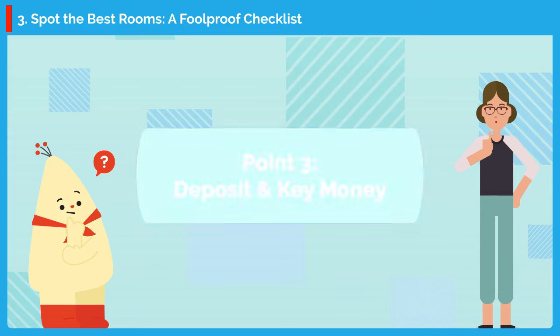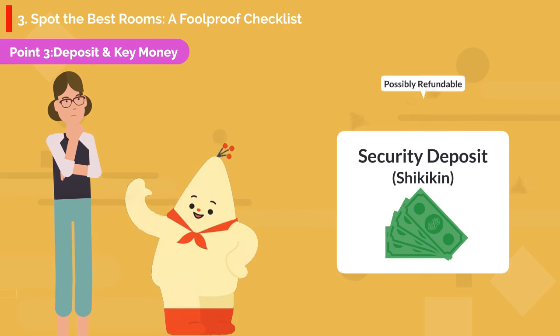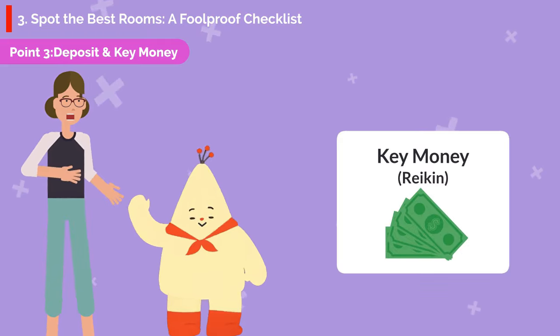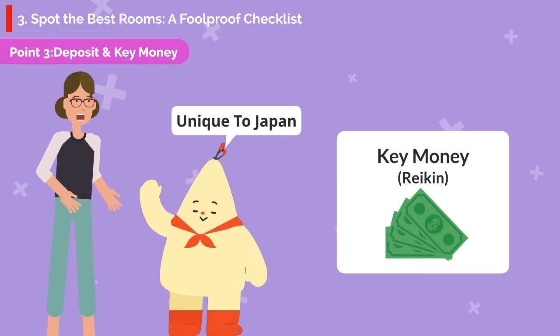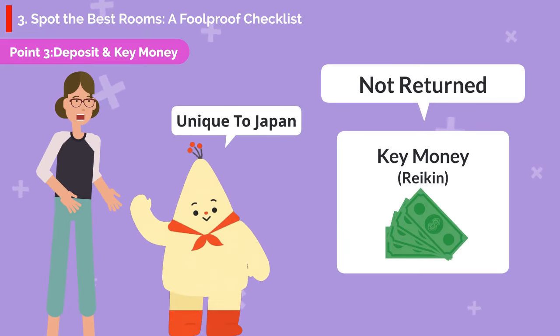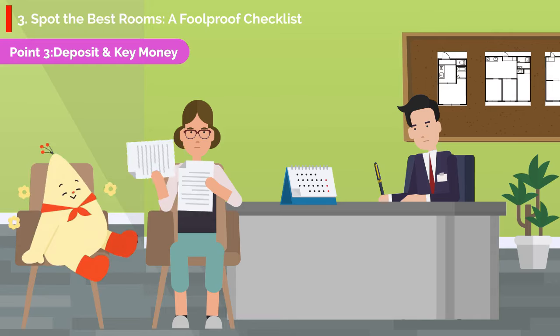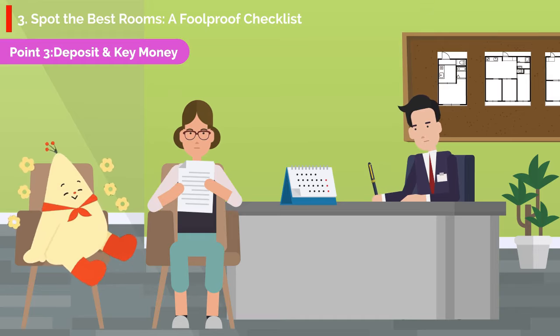Point 3. Deposit and key money. The deposit called shikikin may be returned if the room is left undamaged, but key money called reikin is unique to Japan and is simply a non-refundable gift to the landlord. The good news is, many properties now offer zero key money, so check carefully if you want to reduce initial costs.